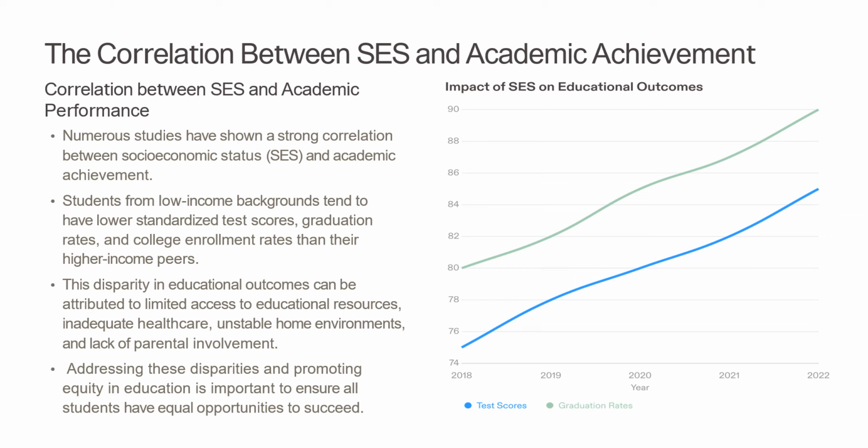Addressing these disparities and promoting equity in education is crucial to ensuring all students have equal opportunities to succeed. By providing access to high quality education, comprehensive support services, and targeted interventions for students from low income backgrounds, educators and policymakers can help level the playing field and improve educational outcomes for all students.